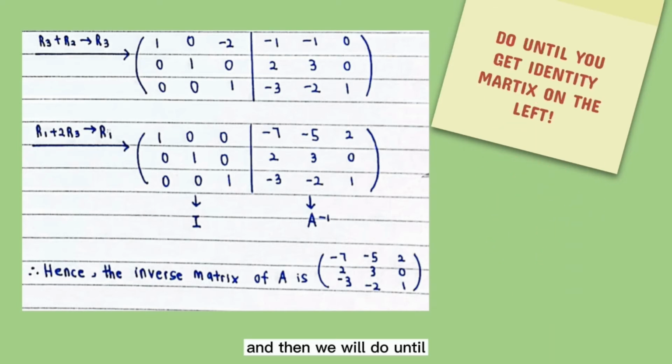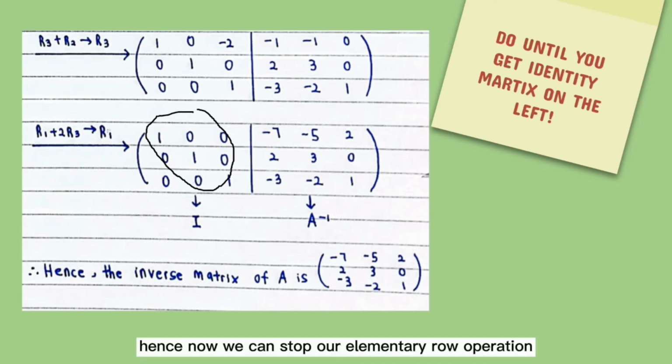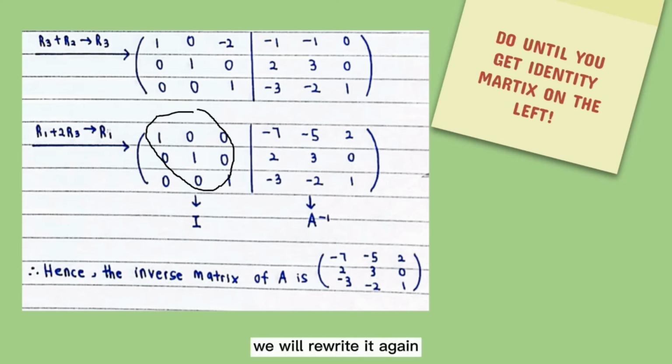And then we will do until we get identity matrix on the left part. Hence, now we can stop our elementary row operation and the whole right part will be our answer. We will rewrite it again, hence the inverse matrix of A is equal to the whole right part.